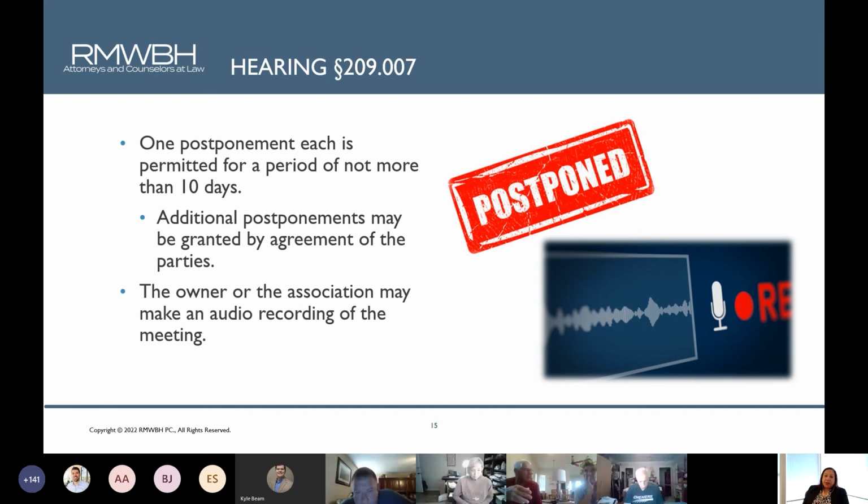In terms of the 209 hearing notice, if the homeowner does elect to request a hearing, know that one postponement is permitted. So they get an automatic 10-day extension. If the homeowner says, oh, I need more time, I've got some type of conflict, additional postponements may be granted if the association agrees, and the homeowner says it's just not working and we can't meet.